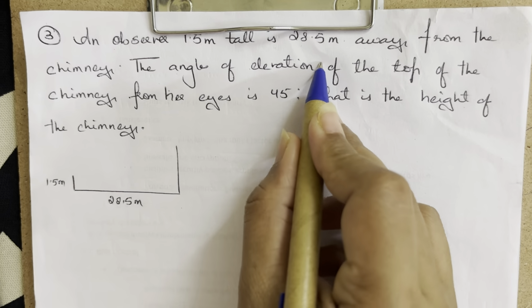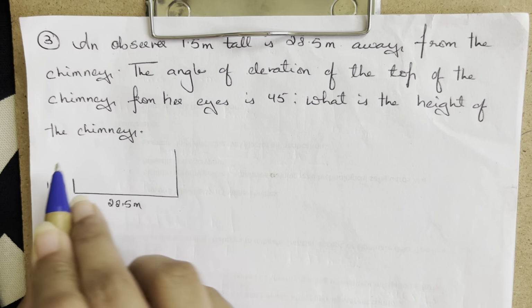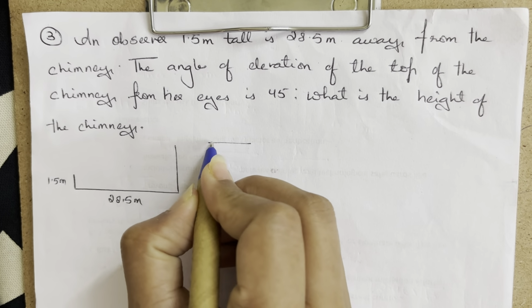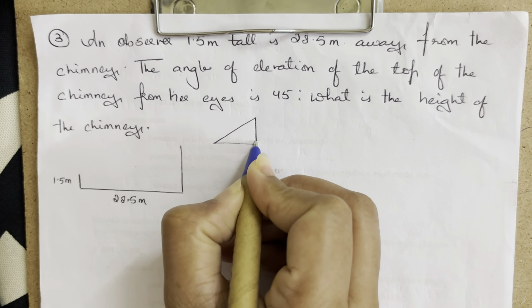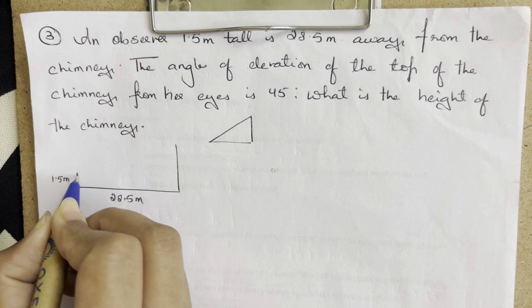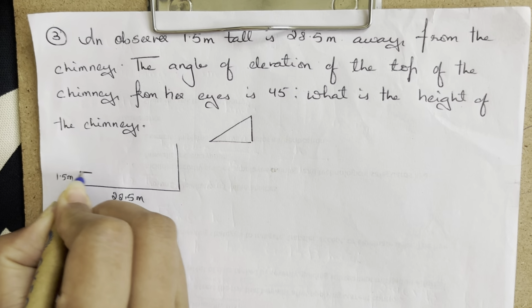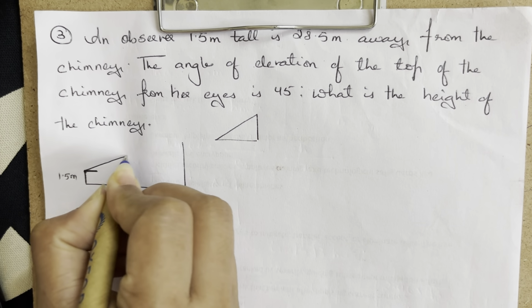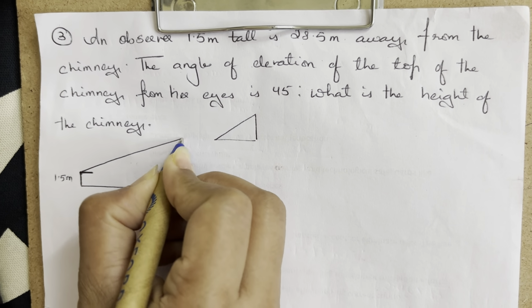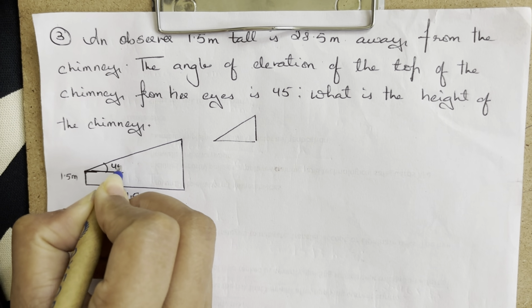The angle of elevation of the top of the chimney from her eyes is... Now all this time we have been taking the angle of elevation from the ground, for the chimney or anything. But now it says the person is 1.5 high, and from the eyes of the person, obviously the eyes are in the head, so from this point the angle of elevation is given to me as 45 degrees.